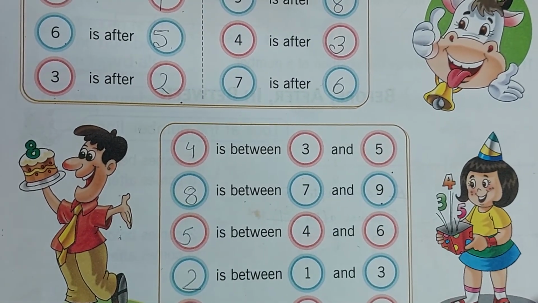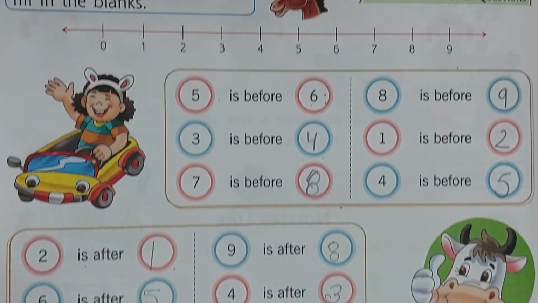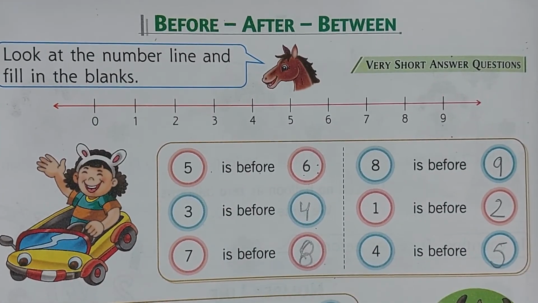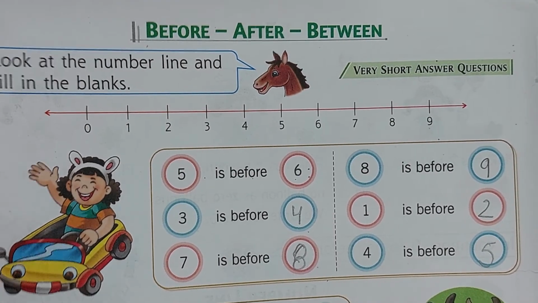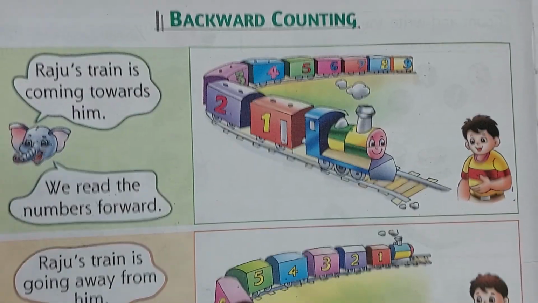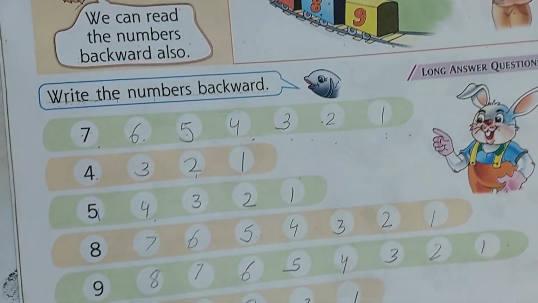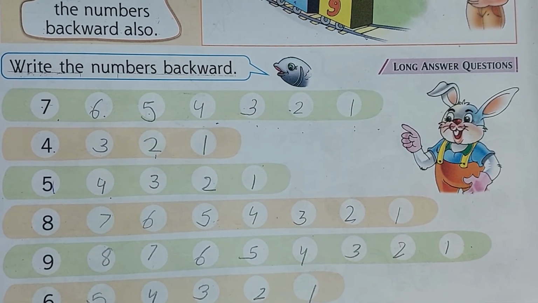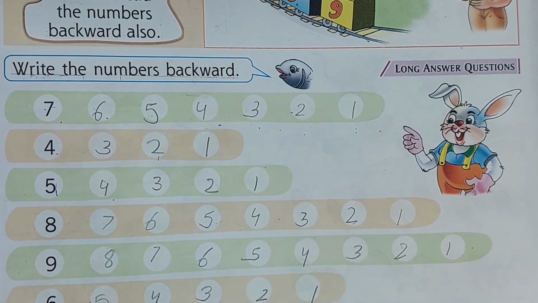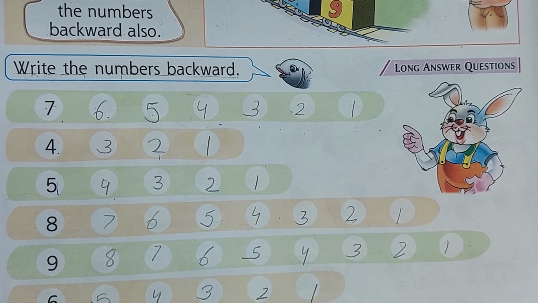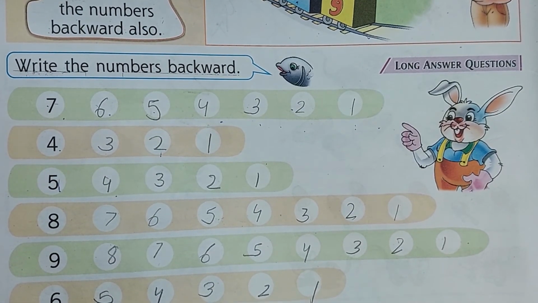So page number 10, before, after and between, and page number 8, backward counting, these two pages you will complete in your book with a sharp pencil and neatly. Okay, in Zoom class I will see your book.